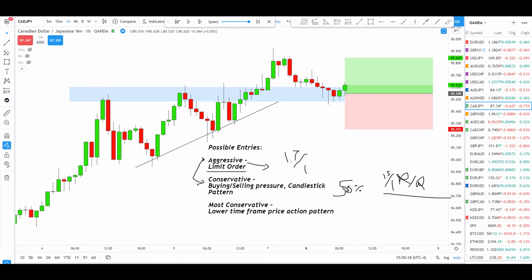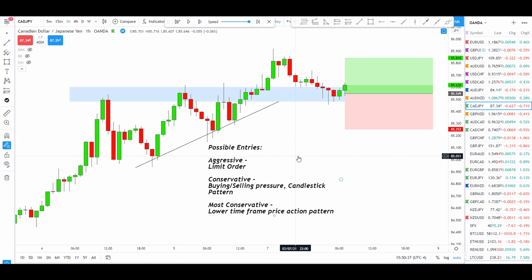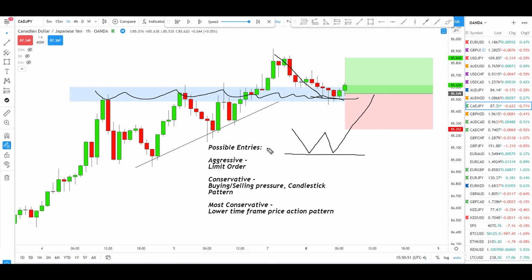Now, the most aggressive way, right, is just a limit order. The second most aggressive way, but more conservative than a limit order, would be waiting on a candlestick pattern or buying pressure with a green candle for a bullish trade, a red candle for a bearish trade. The most conservative way to enter a trade like this would be to point out your zone, right? You have your rising triangle break and retest pattern, then wait for the market to get into that zone and drop down to smaller time frames to look for patterns like double bottoms on those smaller time frames.